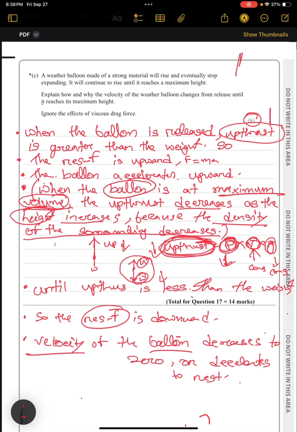We all know the balloon was moving upward, and right now the resultant force is downward. It was accelerating when the resultant force was in the same direction as its motion. But when the resultant force is in the opposite direction to its motion, the balloon starts to decelerate, or its velocity will decrease. This is the reason behind its deceleration. So we are done with question number 17. Thank you.